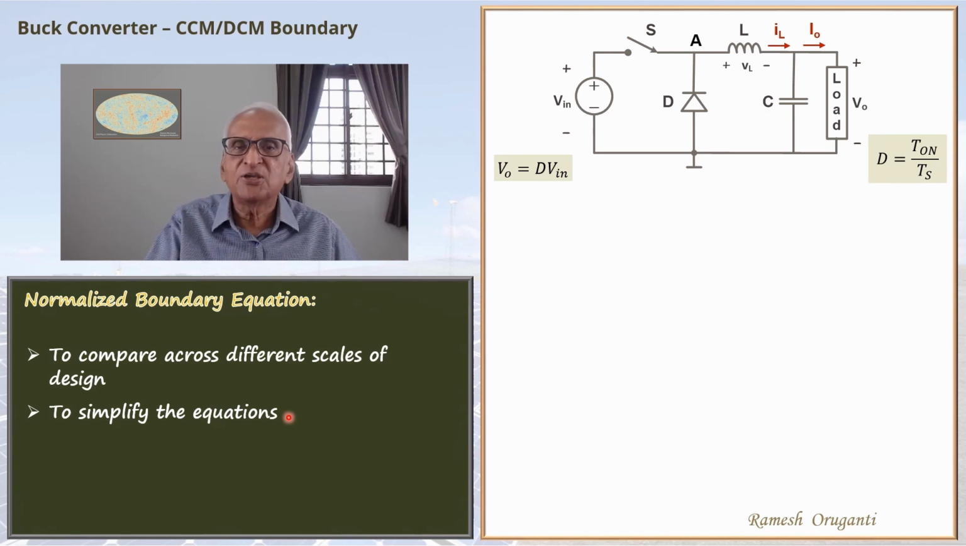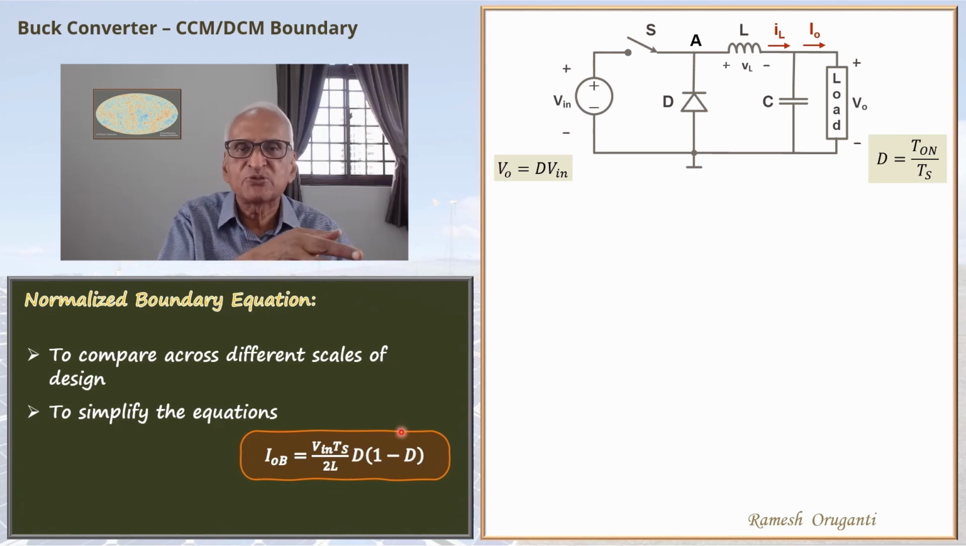Let's take the boundary equation that we developed just now. IOB is Vin Ts by 2L times D times (1 minus D). I want to plot the boundary current versus duty cycle. That means I'm interested in how IOB varies with duty cycle. Notice that I have Vin, the input voltage, as a parameter there. Ts, the switching period, is a parameter there. L, the inductance, is a parameter there.